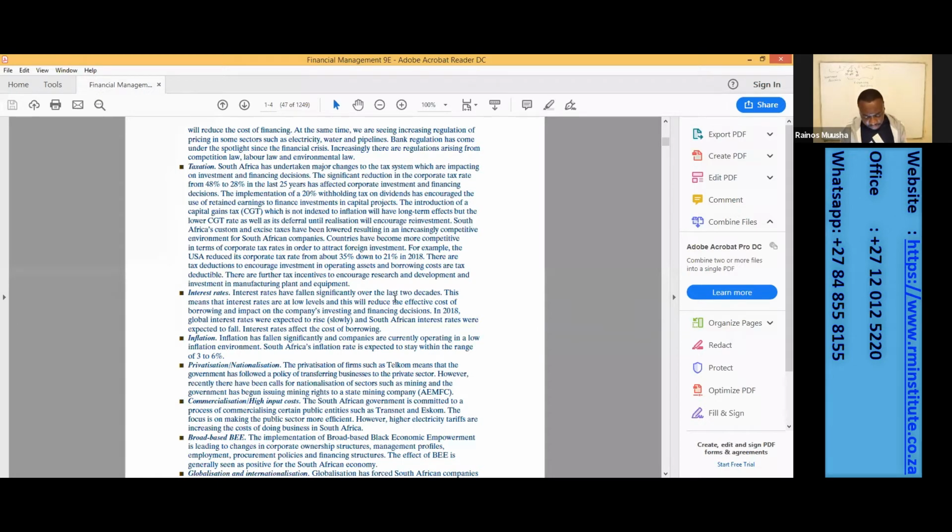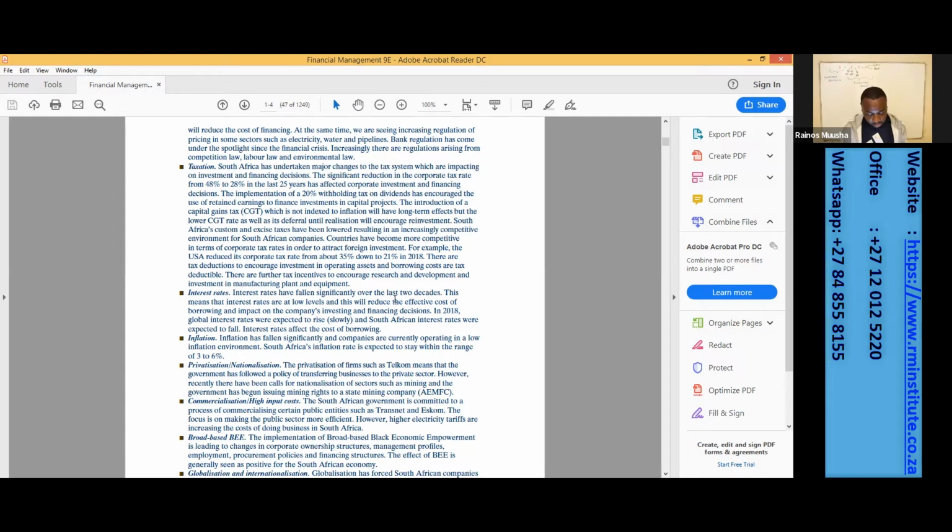Then when it comes to inflation, they say inflation has fallen significantly and companies are currently operating in a low inflation environment. So that's why you see that one of the mandates of the Reserve Bank is basically inflation targeting, where they want to keep inflation between 3 to 6%, or within that particular range. Which means that they are trying to ensure that businesses are operating in a low inflation environment so that there are no huge fluctuations in the pricing of goods and services.